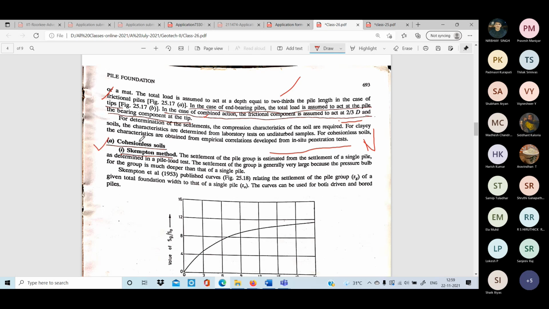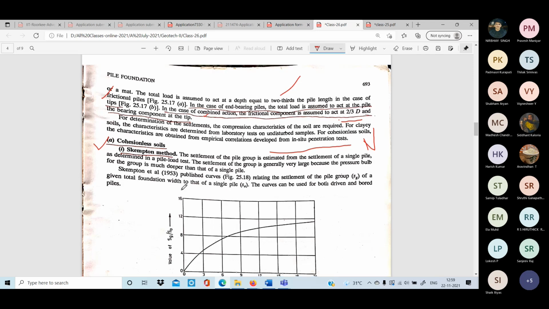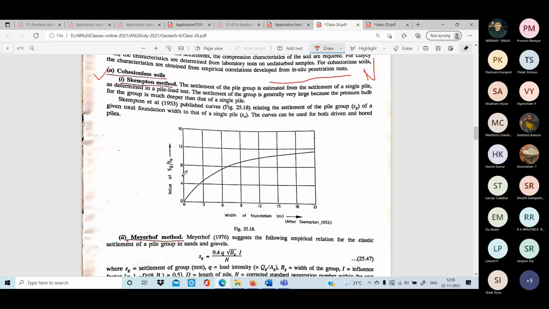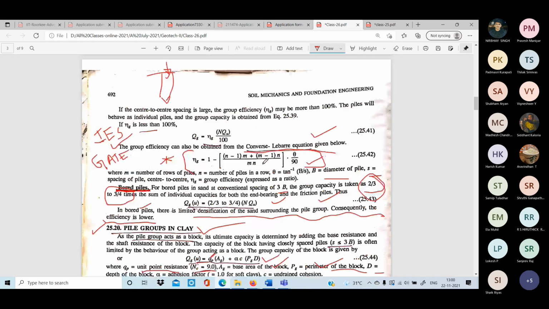Let us see Skempton's method for cohesionless soil. He has given a graph between the width of the foundation and SG by S, where S is the settlement of a single pile. Skempton says the settlement of a group of piles is estimated from the settlement of a single pile. He has given the relation between the single pile and the group of piles. As determined in the pile load test, the settlement of the group of piles is very large because of the pressure bulb. That means a whole pressure bulb will act. Here is the pressure bulb.